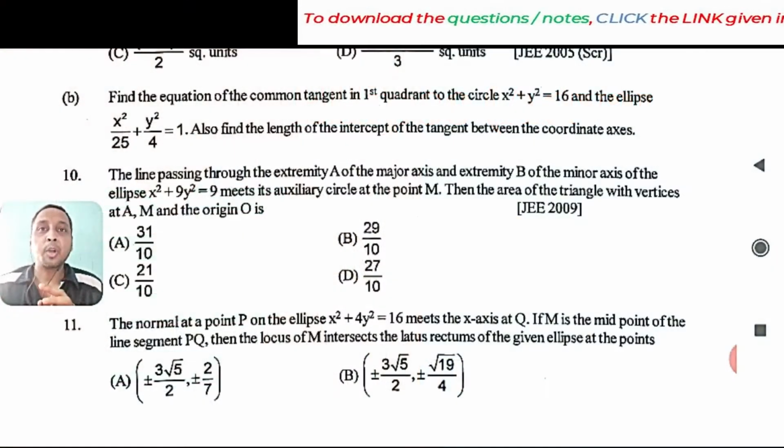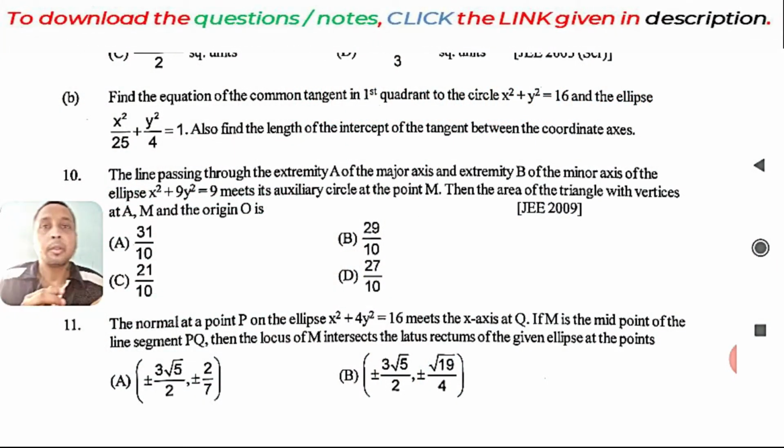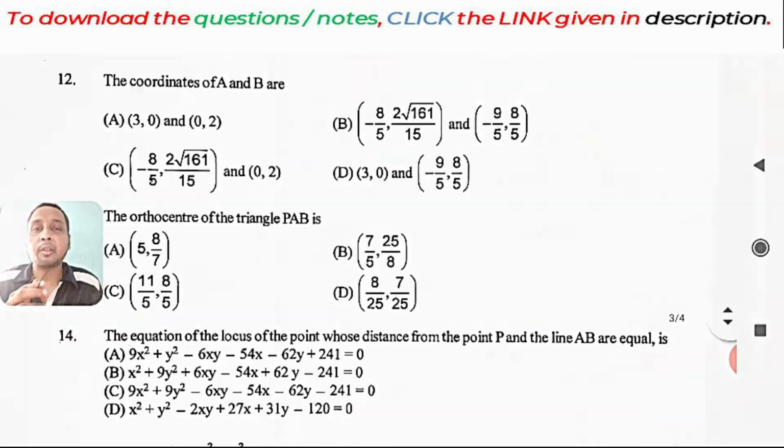Okay students, welcome all to this new lecture in advanced level, where we are solving previous year IIT JEE questions on ellipse. So today we will be solving 5 questions, starting from question number 10, 11, 12, and then 13, 14. Okay, then let's try to solve these questions.